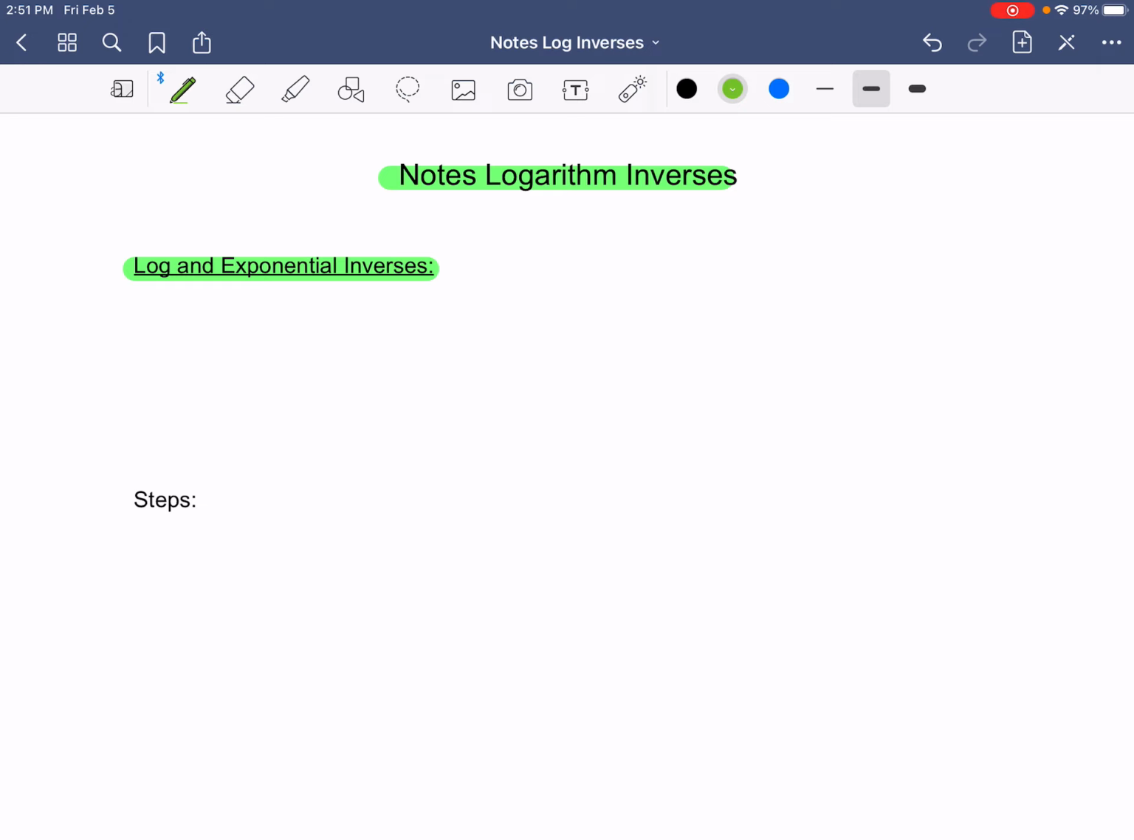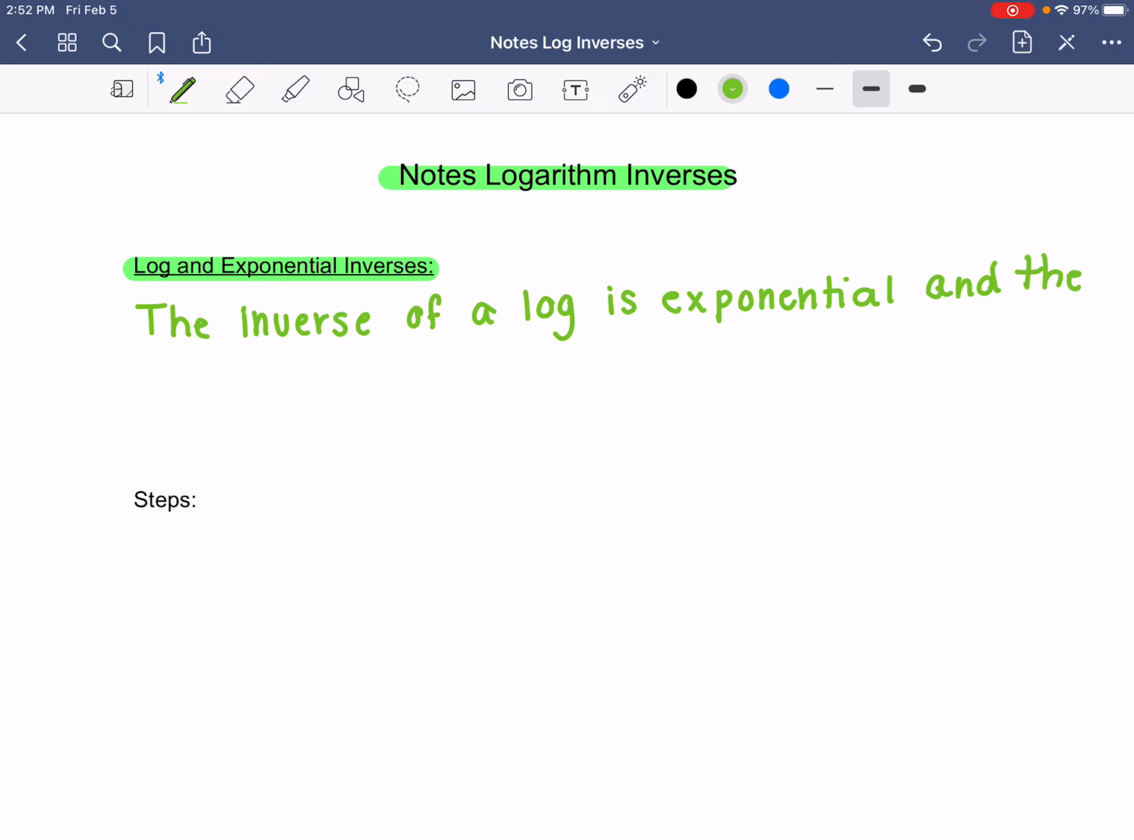So write down log and exponential inverses. What you need to remember is that the inverse of a log is exponential, and the inverse of an exponential is log. So if the problem starts off with a log, your answer today will be exponential. If it starts off exponential, then your answer is going to be log.